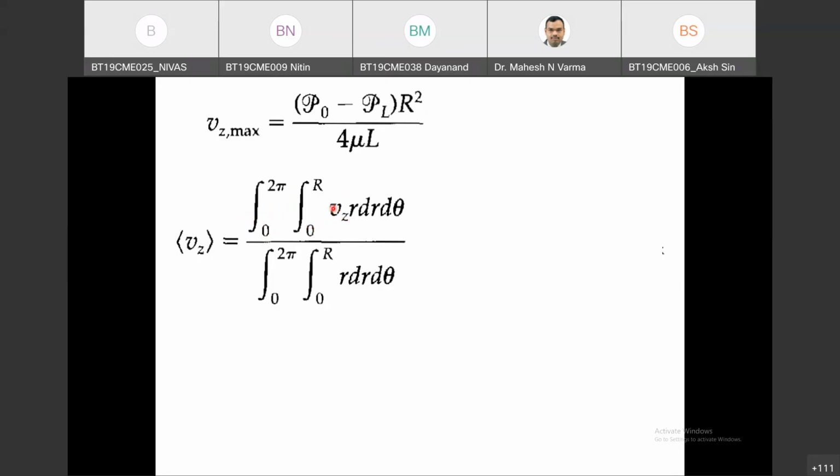Multiply your velocity profile equation by r and integrate it with respect to dr, and substitute the limit 0 to R. And if you do the same thing here, I think here you will get pi r square. This is pi r square. So you can take out d theta here and integrate r. So it will be r square divided by 2, 0 to R. So that is what pi r square you will get here, this integration.